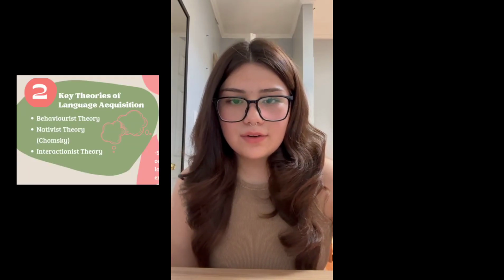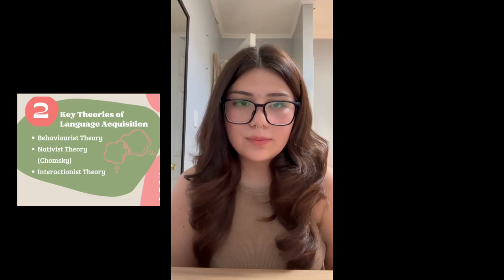Secondly, let's explore some theories that explain how languages are acquired. First, the behaviorist theory. This theory suggests that language is learned through repetition, imitation, and reinforcement. Mistakes are often seen as an interference from the learner's first language. In simple words, this theory says that we learn language by repeating what we hear, copying others, and getting rewards for doing it right. For example, a baby hears the word dog every time the family sees one, and the baby will start saying dog when he sees a dog.